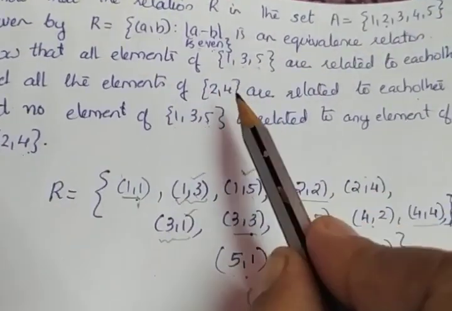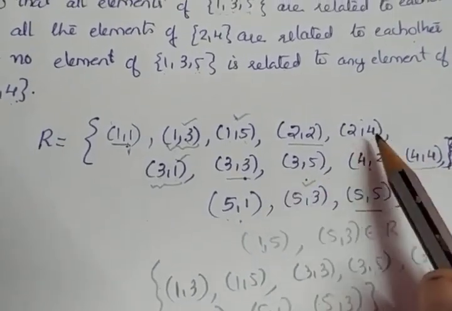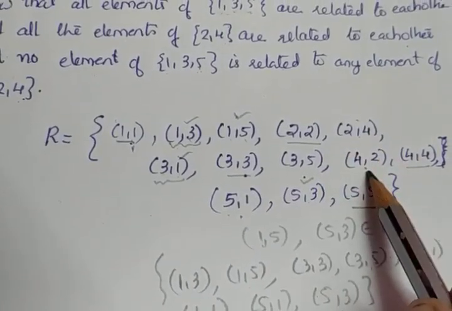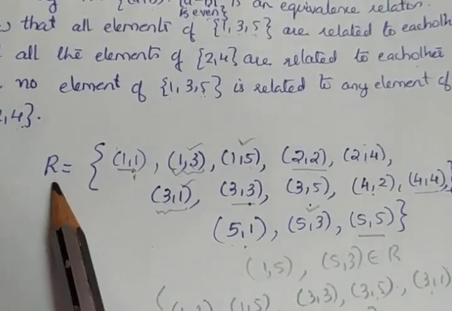In the same way for the second set, {2, 4}: check whether (2, 4) and (4, 2) are elements of R. (2, 4) is here, (4, 2) is here. Therefore, they are also related. Related means it's an element of the relation R.